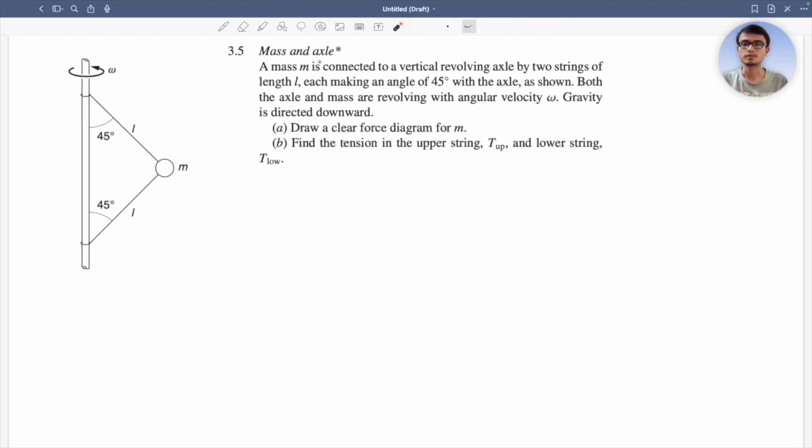So let's see what this problem says. The problem says we have a mass M that is connected to a vertical revolving axle with two strings, each of length L, making an angle of 45 degrees with the axle as shown. Both the axle and the mass are revolving with an angular velocity omega. Gravity is directed downwards. So the first thing is to make the force diagram clearly, and the second thing is to find the tension.